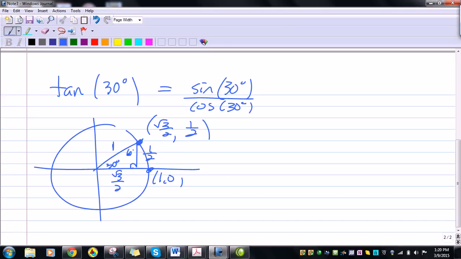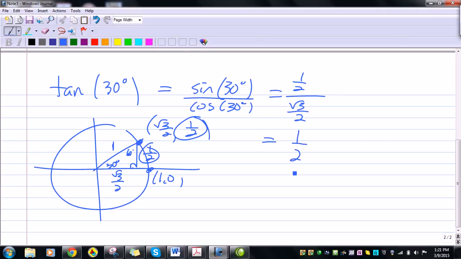Okay. So now I'm just going to use these, right? So the sine of 30 is 1/2, the y value of my terminal point, the height of the triangle. The cosine of 30 is the x value of my terminal point, or the base of that reference triangle. Okay? So the tangent of 30 degrees is the sine of 30 degrees over the cosine of 30 degrees, or 1/2 over root 3 over 2. Now we just have to remember how you figure out what that is.